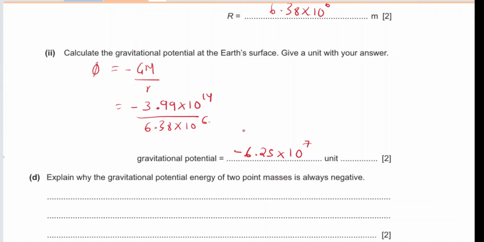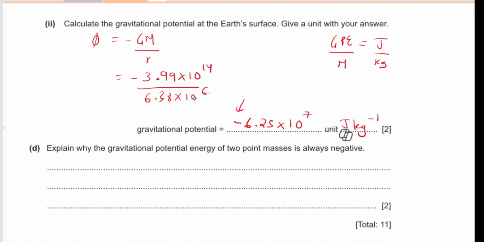Also, don't forget that this negative exists because the force is attractive, right? And what will be the unit for gravitational potential? If you remember from the lecture, gravitational potential is actually the gravitational potential energy per unit mass. So GPE is joules and mass is kilograms. So this will be joules per kg.